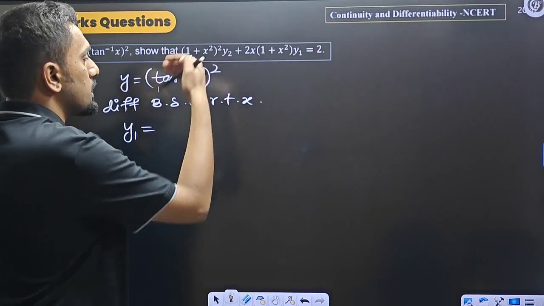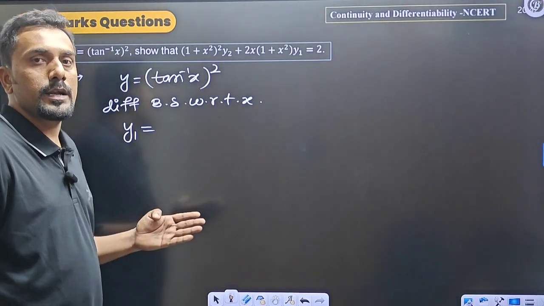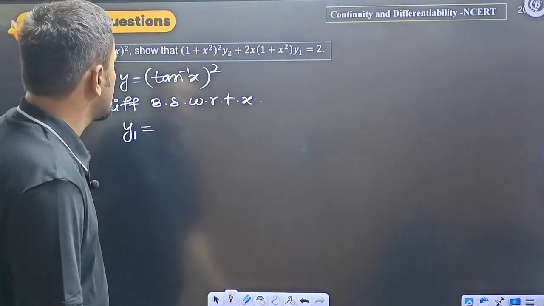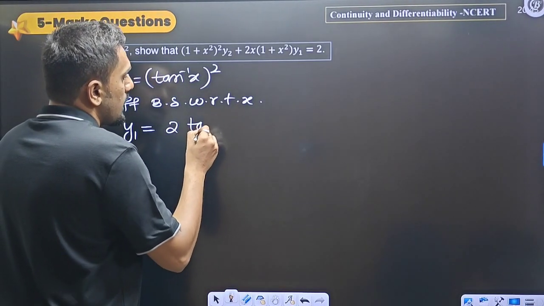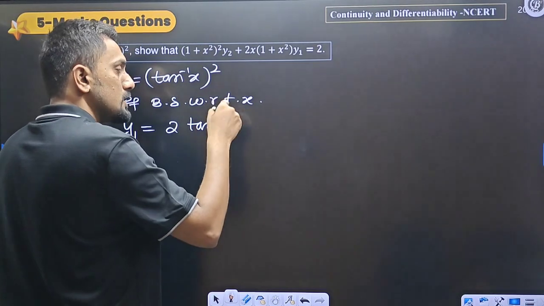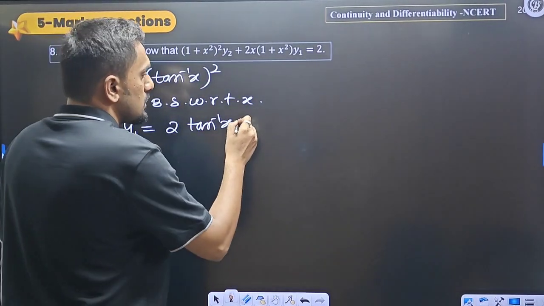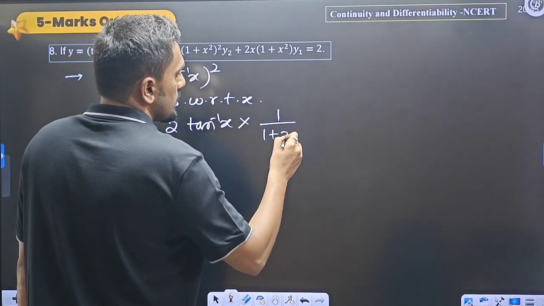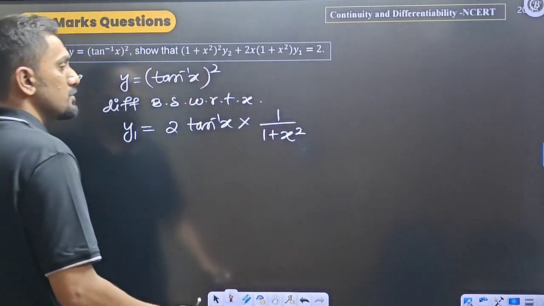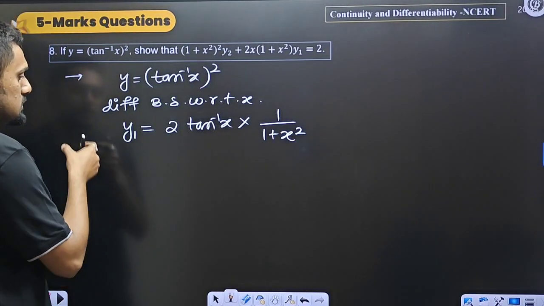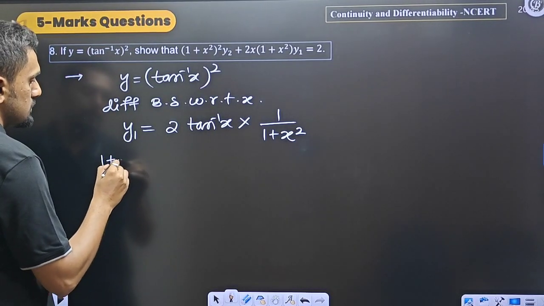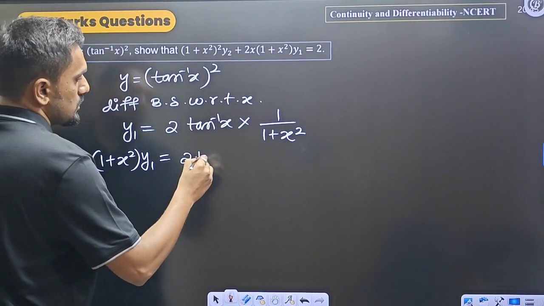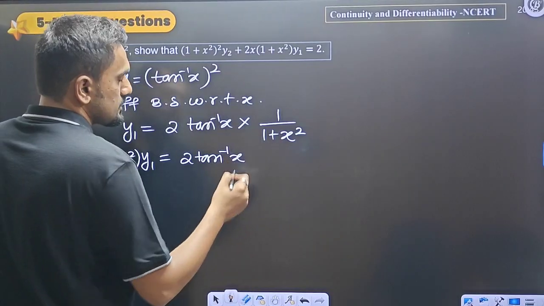When differentiating f of x raised to the power n, how do you do it? n into f of x raised to the power n minus 1 into the derivative of f of x. So 2 into tan inverse of x raised to the power 2 minus 1 will be 1, no need to write. Then the derivative of tan inverse x is 1 divided by 1 plus x square. Bring that 1 plus x square to the left side, then it becomes 1 plus x square multiplied by y1 is equal to 2 tan inverse x.